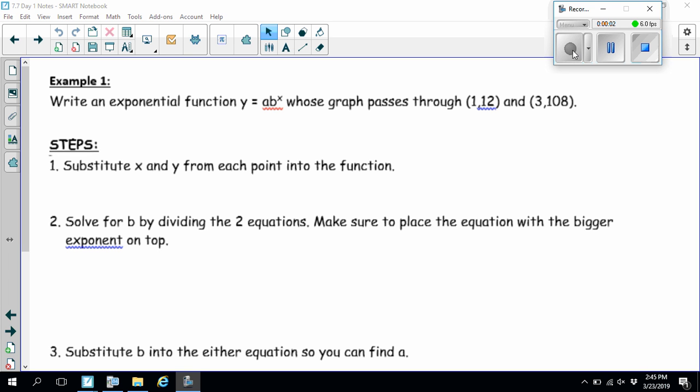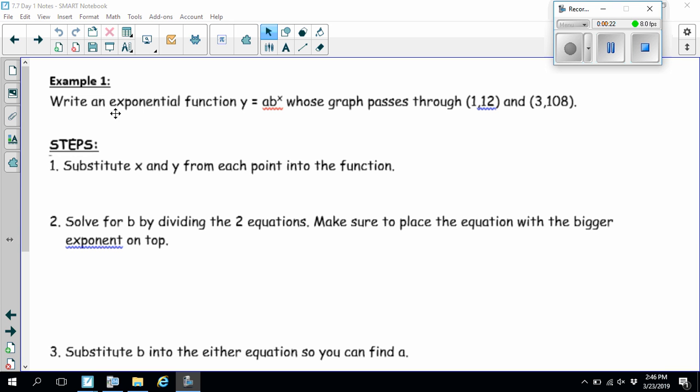Here are the notes for section 7.7 day 1. What we're going to do is write an exponential function in two different ways. First is whose graph passes the following points. And then our second one is going to be using the regression feature on the graphing calculator. Let's go ahead and do an example 1.